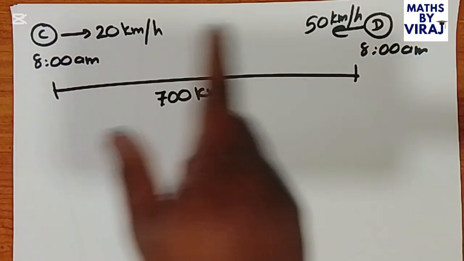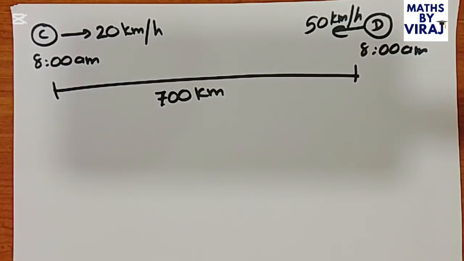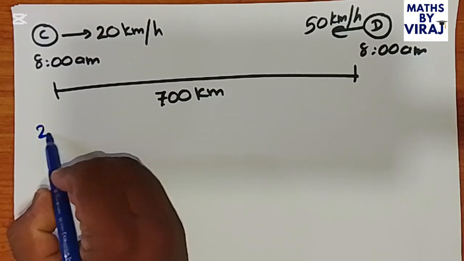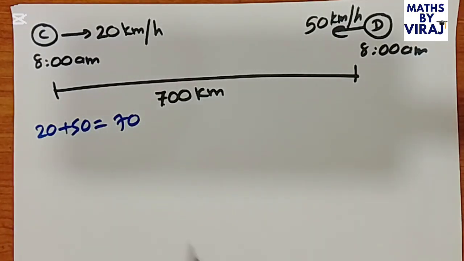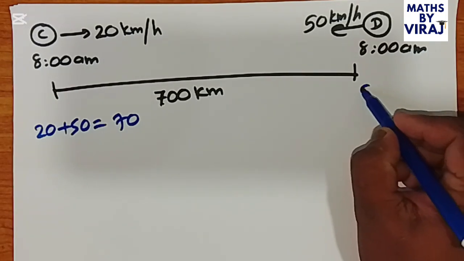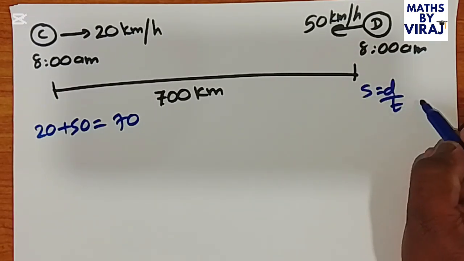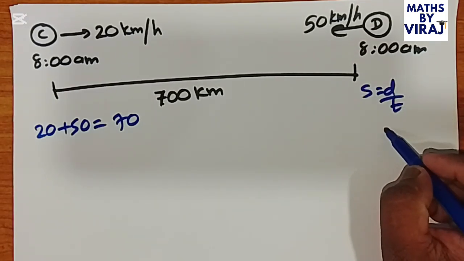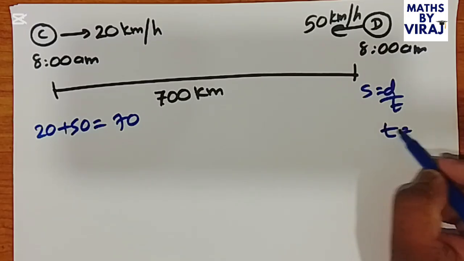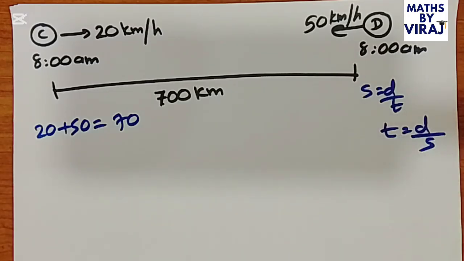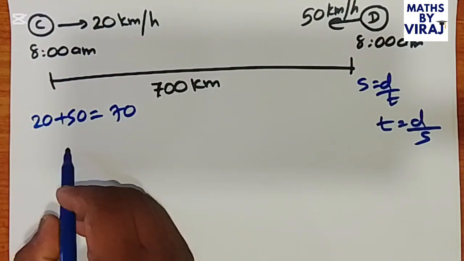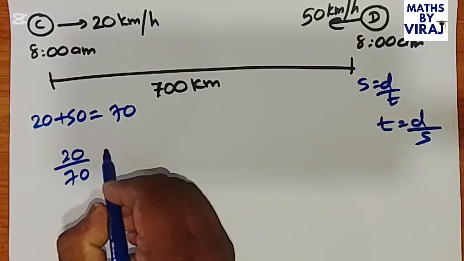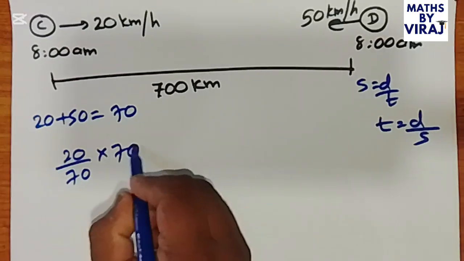Now look at this again. They start the journey at 8. Now what do we do? We add the speeds, which is 70, correct? We know that speed is distance divided by time. Also, time is distance divided by speed. That is already known. Therein, what do we do? So now see, 20 over 70 into the total distance 700.